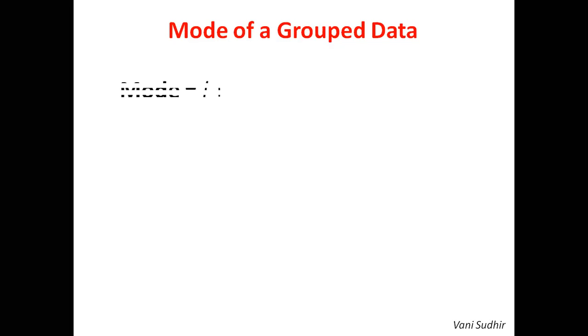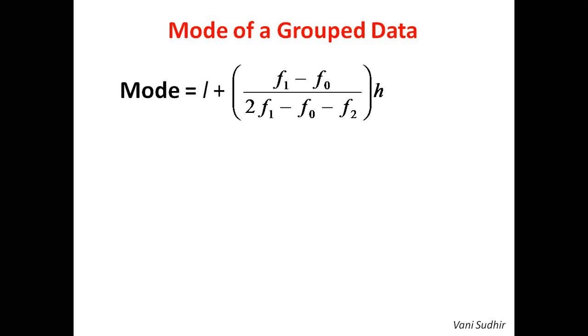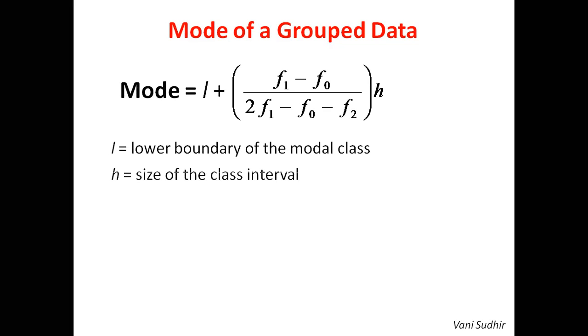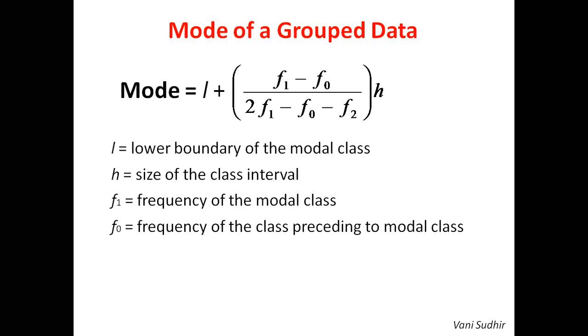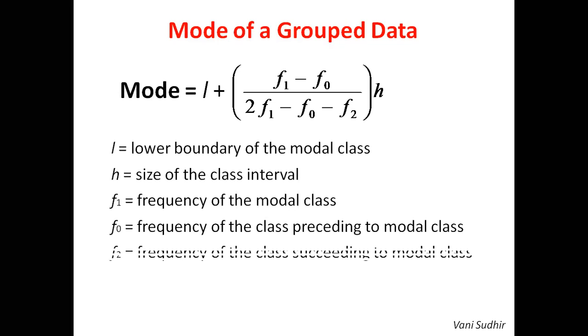Mode of a grouped data is equal to L plus (F1 minus F0) upon (twice F1 minus F0 minus F2) times H. Here L is the lower boundary of the modal class, H is the size of the class interval, F1 is the frequency of the modal class, F0 is the frequency of the class preceding the modal class, that is the previous one, and F2 is the frequency of the class succeeding the modal class.